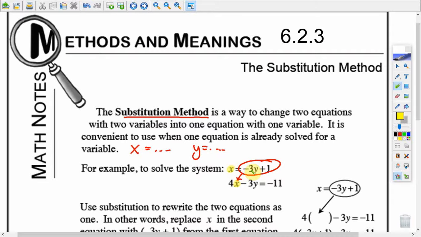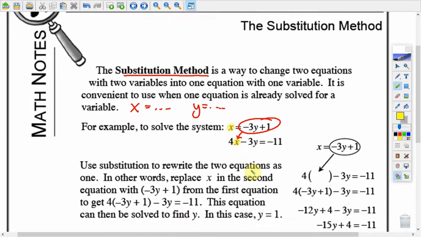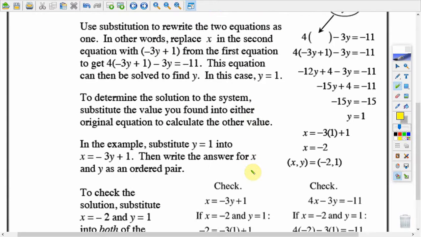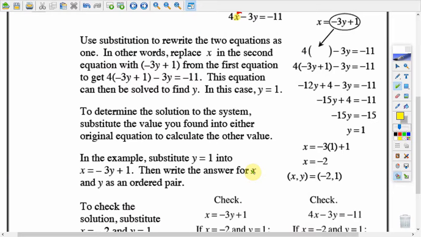Alright, so that's what they're showing us here on the right. We're going to use substitution to rewrite the two equations as one. And just to go through this, they've replaced the x with negative 3y plus 1. Distribute the 4 to both of those terms, which gives you 12y plus 4 minus 3y equals negative 11.